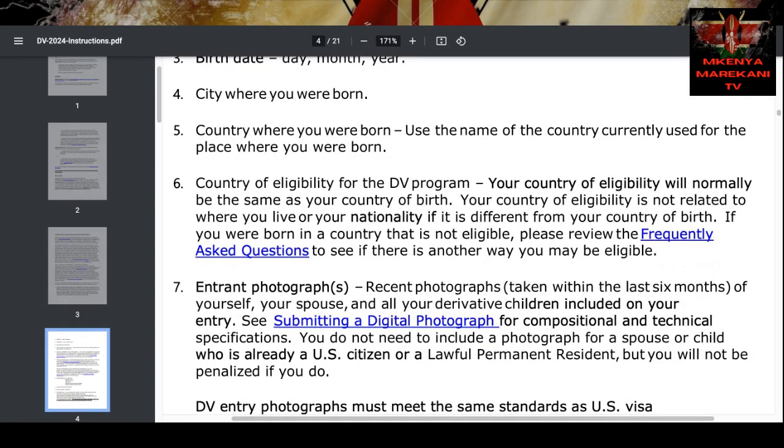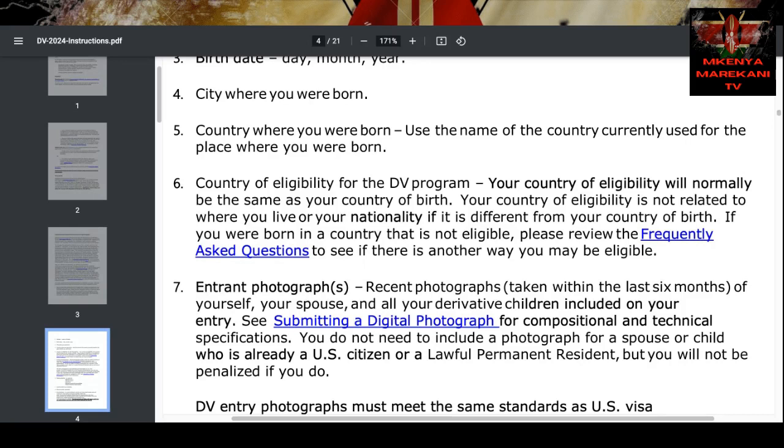And then country where you were born. Use the name of the country currently used for the place where you were born. The country where you were born is also the country of eligibility. So if somebody was born in Nigeria, then that's their place of birth and also their country of eligibility. Your country of eligibility is not related to where you live. Sometimes we move, people are in the US, others in Dubai, Qatar, Saudi, working in different countries, but you will write your country of birth. That's what they will determine your selection with.